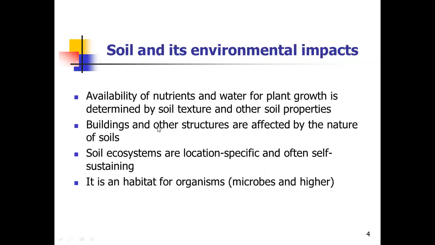What are the environmental impacts? So basically what I've said already is noted over here as well. The availability of nutrients and water for plant growth is determined by soil texture, whether it's fine, whether it's coarse, what is the nature of soil, what is the hydraulic conductivity of soil, what is its porosity. All of this is determined by the vegetation that grows over there, as well as the passage of water and nutrients will determine the nature of vegetation. That's why the first slide shows you the intimate relationship between soils and vegetation.